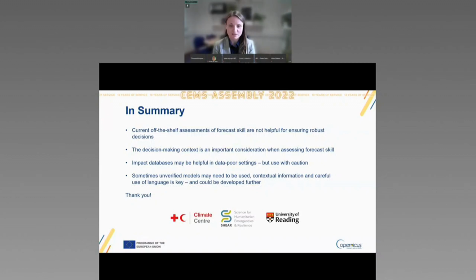And I expect there are people on the webinar today who are also working on various databases which we could use to do that evaluation with as well. And again, sometimes unverified models will need to be used, and that contextual information is really important. And I think the web interface is very good for that, but there could be a lot more integration of monitoring and mapping to really help us with those decisions and with the communication of what's likely to happen.